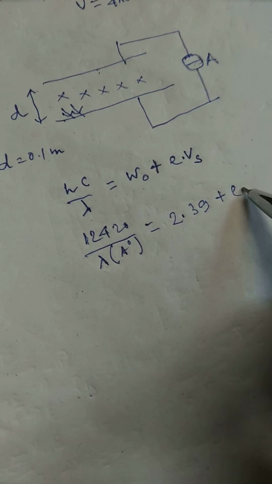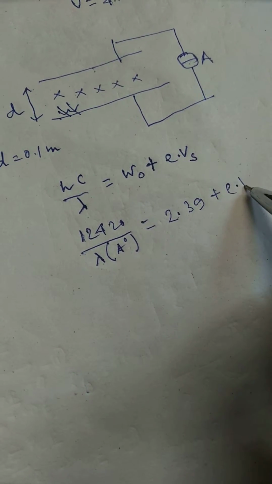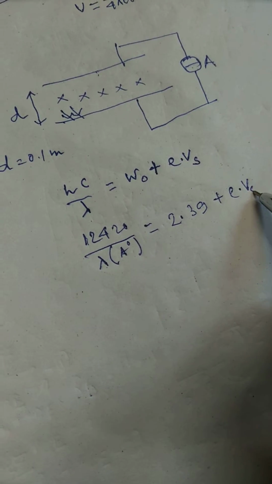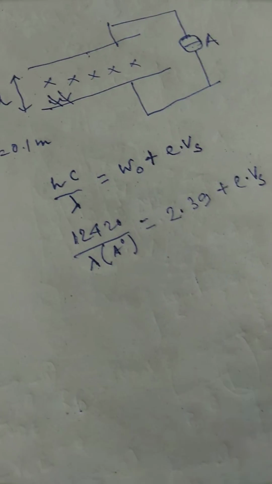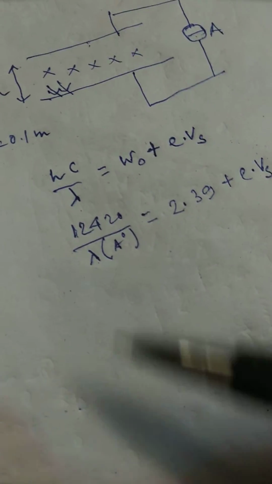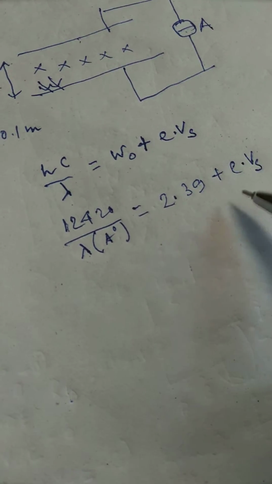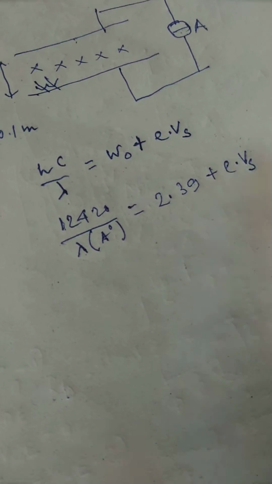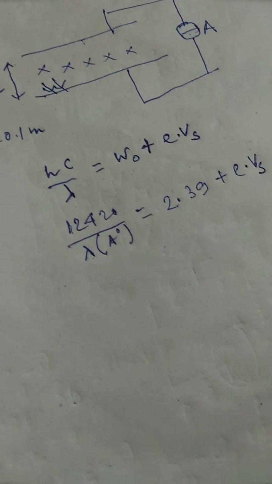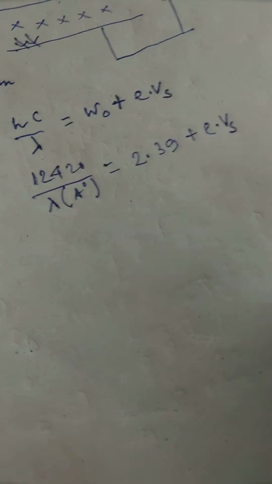So you will get the electron, you will get the stopping potential, right? You will get this in electron volt. It is in electron volt, and the work function is also in electron volt. So you will get the stopping potential in the form of volt. Okay.